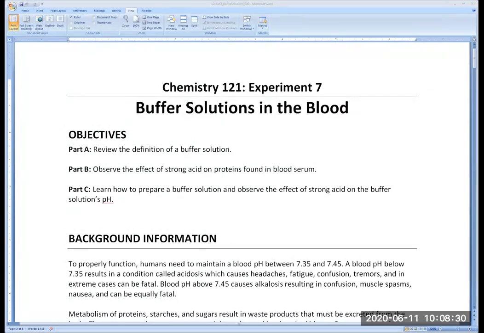So this video is on lab 7, which is on buffer solutions in the blood. In this lab, you will review the definition of a buffer solution, observe the effects of strong acid on proteins found in blood serum, and learn how to prepare a buffer solution and observe the effects of strong acid on the buffer solution and also of a strong base.